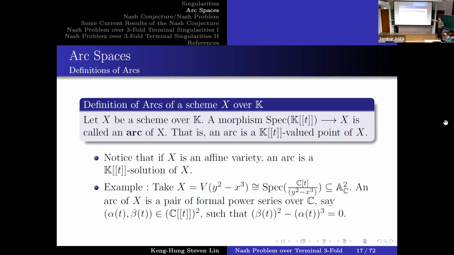For example, if you take this affine variety, y squared minus x cubed equals 0. As a scheme, it is Spec of C[x,y] quotient by y squared minus x cubed. Then you apply the definition of functor of points, and you can easily see that it is equivalent to say that we have a pair of formal power series satisfying the original equation y squared minus x cubed.